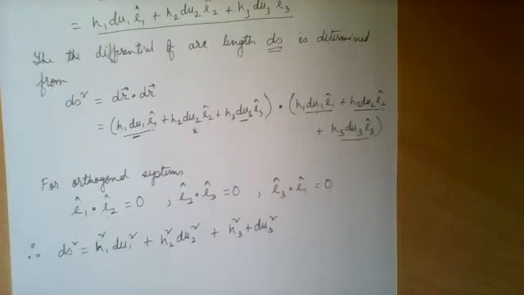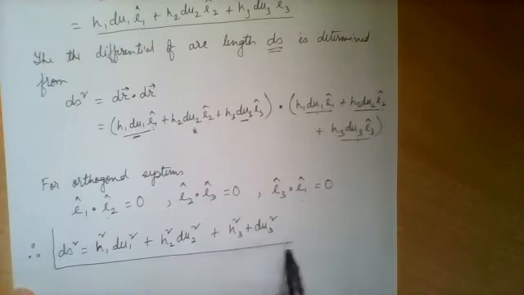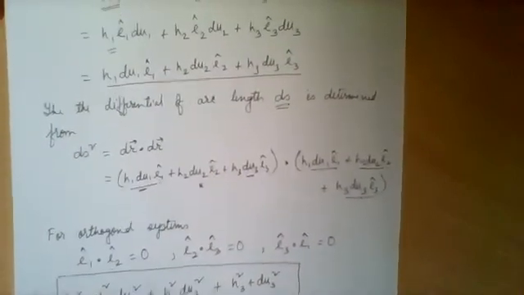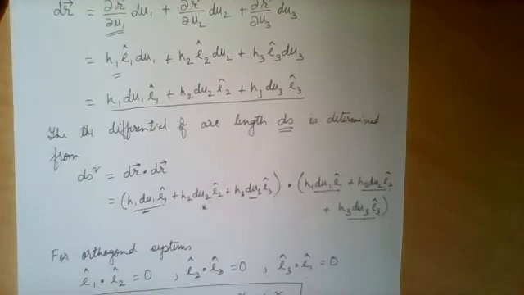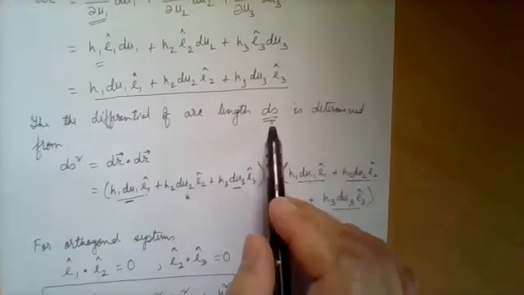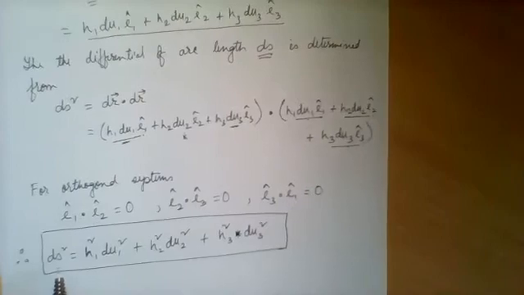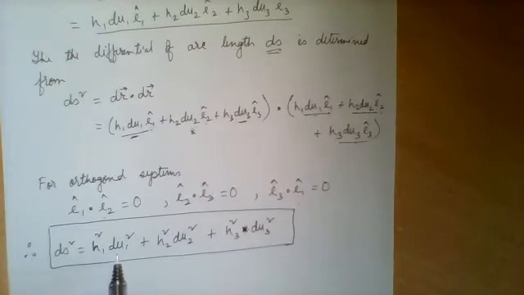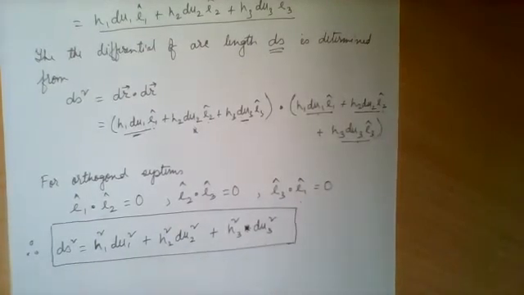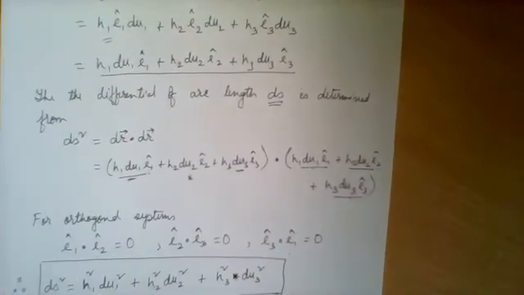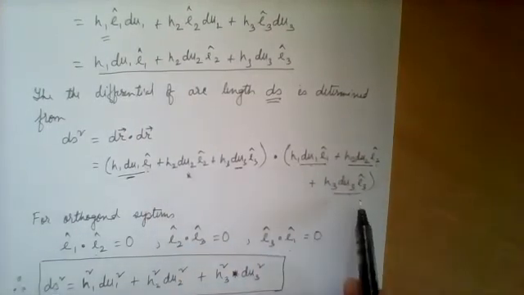So for an orthogonal curvilinear coordinate system, ds square is given by this expression: h1 square du1 square plus h2 square du2 square plus h3 square du3 square. Here ds is called the differential arc length. For a non-orthogonal curvilinear coordinate system, all nine terms remain.